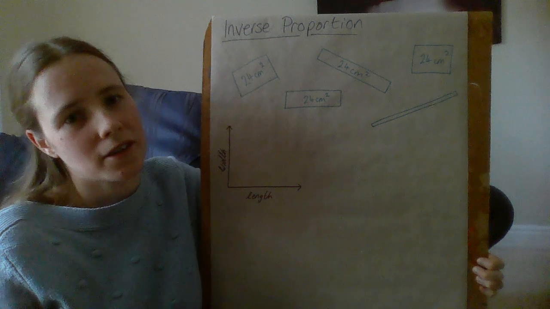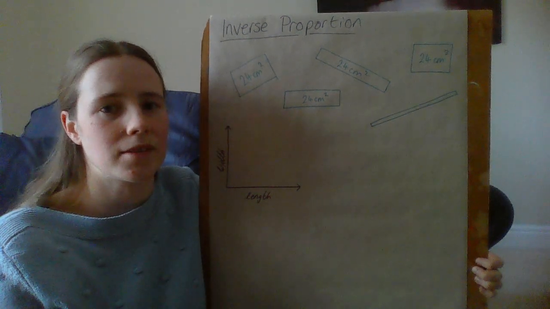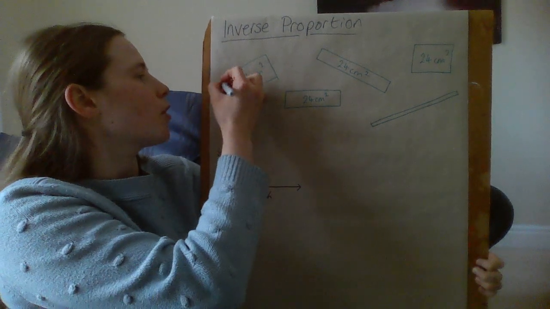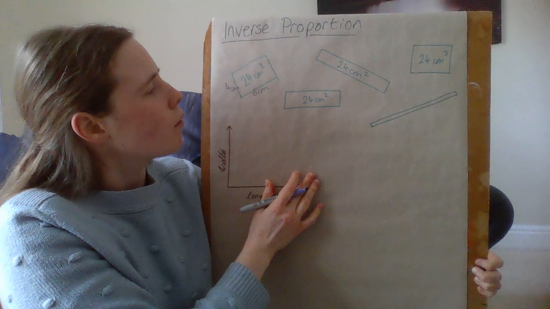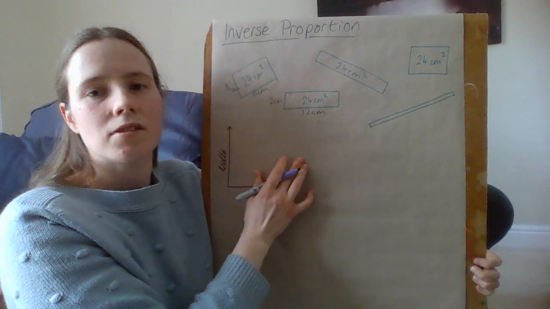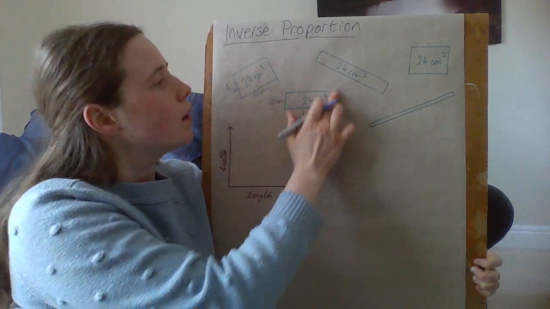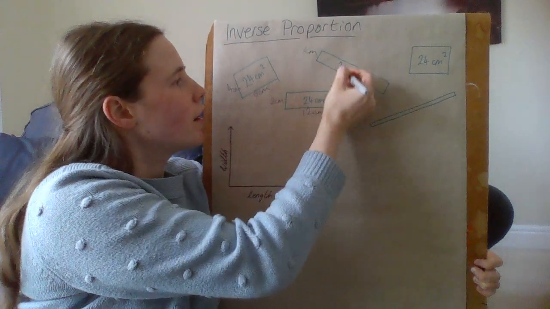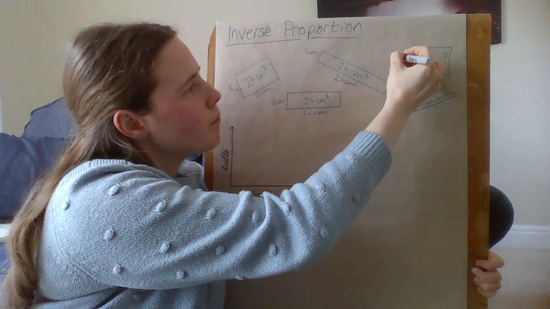Okay, so here are a few examples of lengths and widths we could go for to make our rectangle have an area of 24. We could go for 4 centimetres and 6 centimetres. We could go for 2 centimetres and 12 centimetres. So we're making sure that our length and our width multiplies to make the 24. We could go for 1 and 24. We could go for 3 and 8.